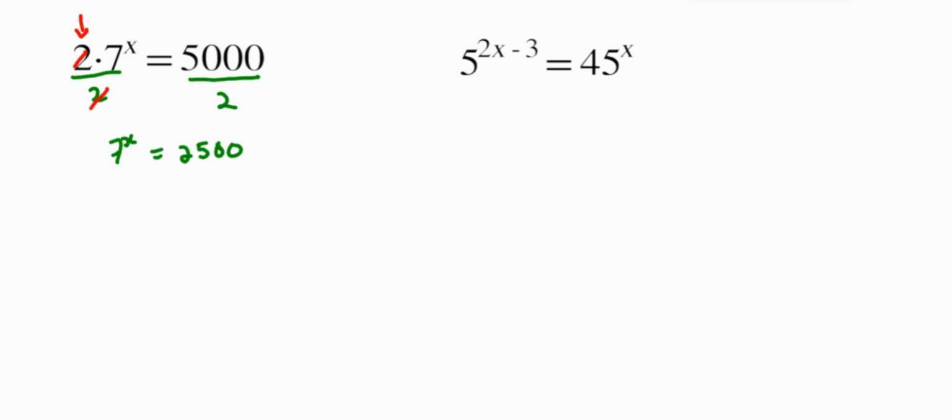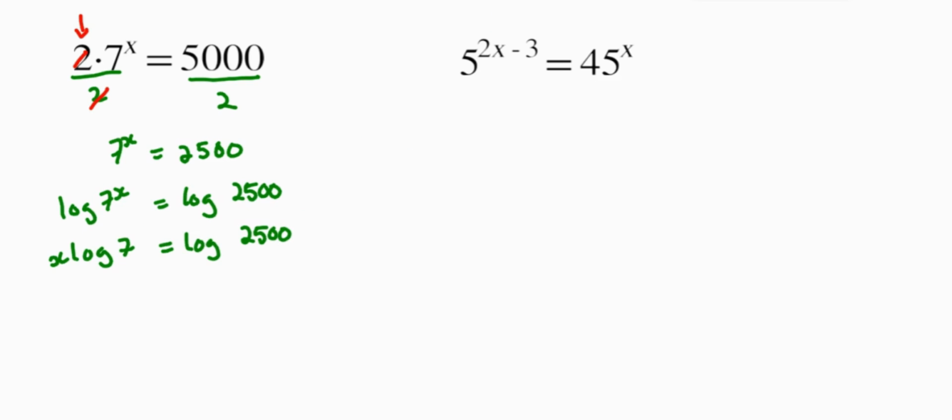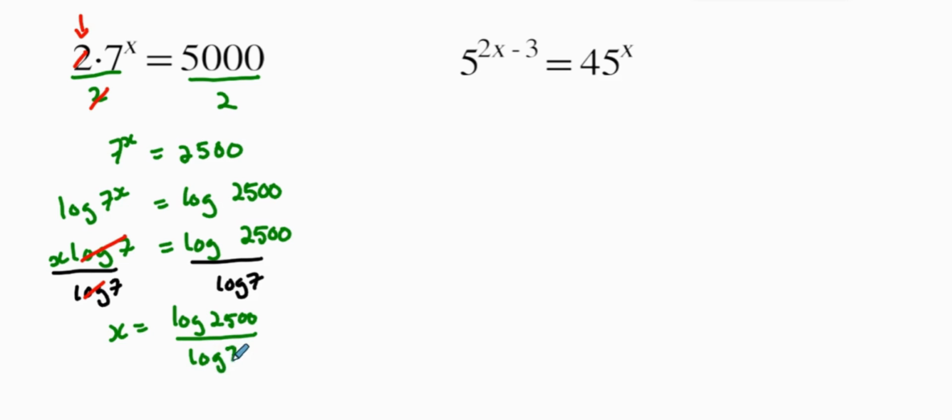So now this becomes very similar to all the other problems that we've seen. We're going to take the log of both sides, because whatever we do to one side, we have to do to the other. We can bring the x down out front. So x log 7 is equal to log of 2,500. Then we're going to divide both sides by log 7 to isolate x by itself. And we're getting an expression for x, which is an exact value of log 2,500 divided by log 7.